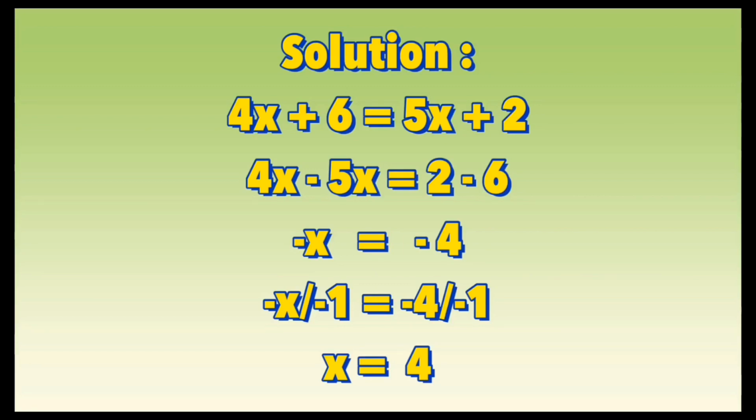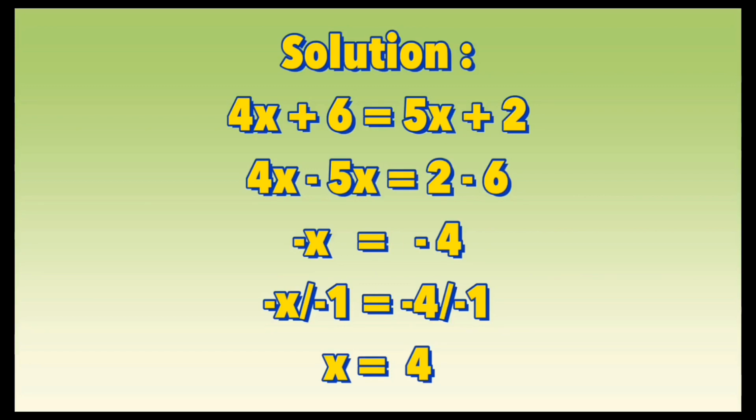Okay, our solution: 4x plus 6 equals 5x plus 2. We're going to transpose the positive 5x to the left side of the equation, and it becomes negative 5x. Then the positive 6 transposes to the right side of the equation, and it becomes negative 6. Next we simplify: 4x minus 5x equals negative x. Then 2 minus 6 equals negative 4.